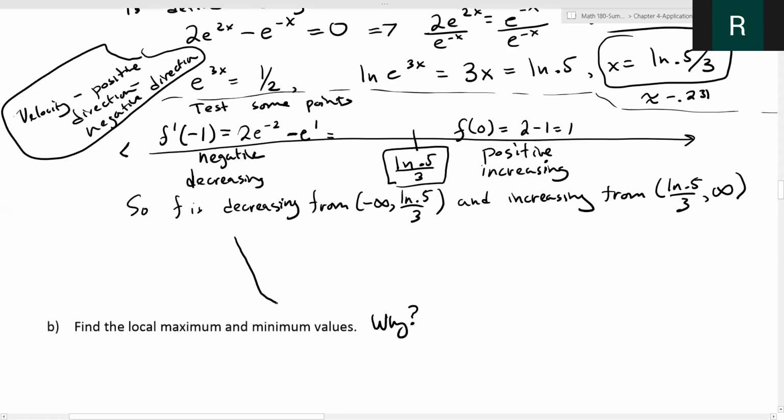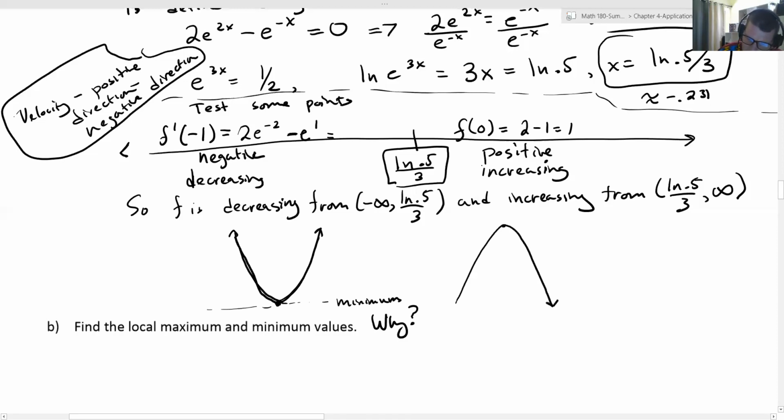Decreasing, critical value, increasing. So what is it? A parabola? But what is the point? The point is it's not actually a parabola. Oh, it's a minimum. You guys see that? It's a local min. If you decrease and then you increase right afterwards, it's got to be a local min. Versus if we increased on the negative end and then decreased, it would have to be a max.